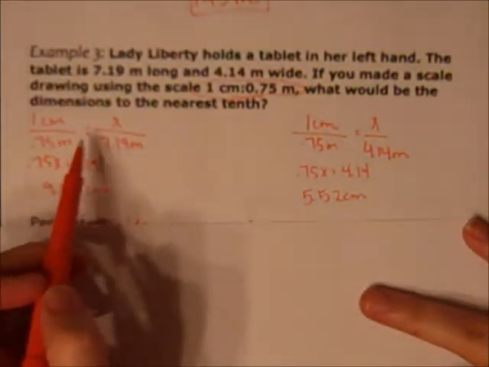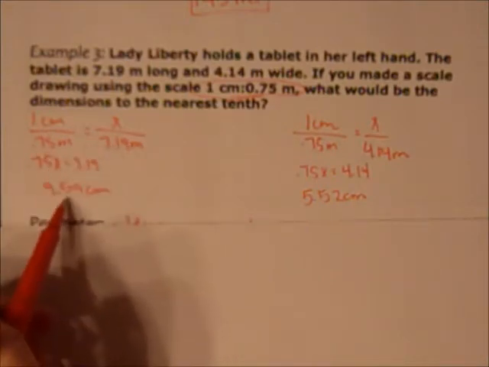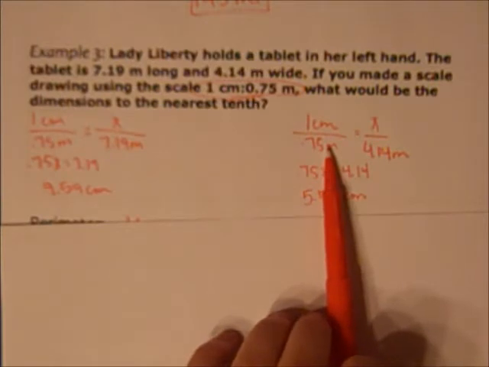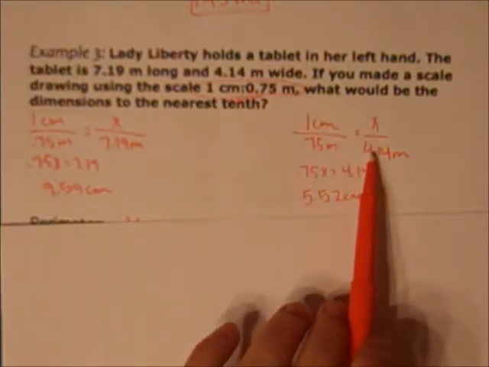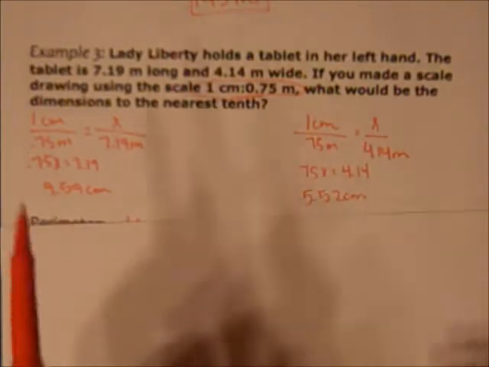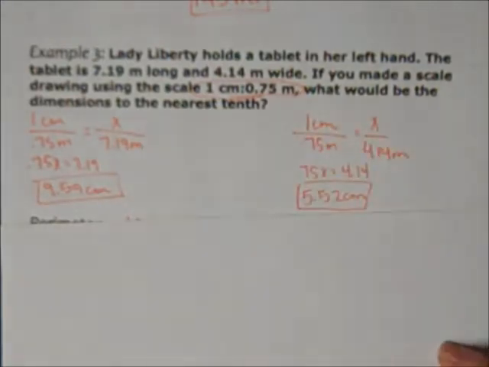So here's my scale, equal to, I did the 7.19 first, cross multiplied and got 9.59. Then I did still my scale over here. The only thing I substituted out was now I put in the width of the tablet, and so then I cross multiplied and divided, and here is my answer of the model dimensions right there.